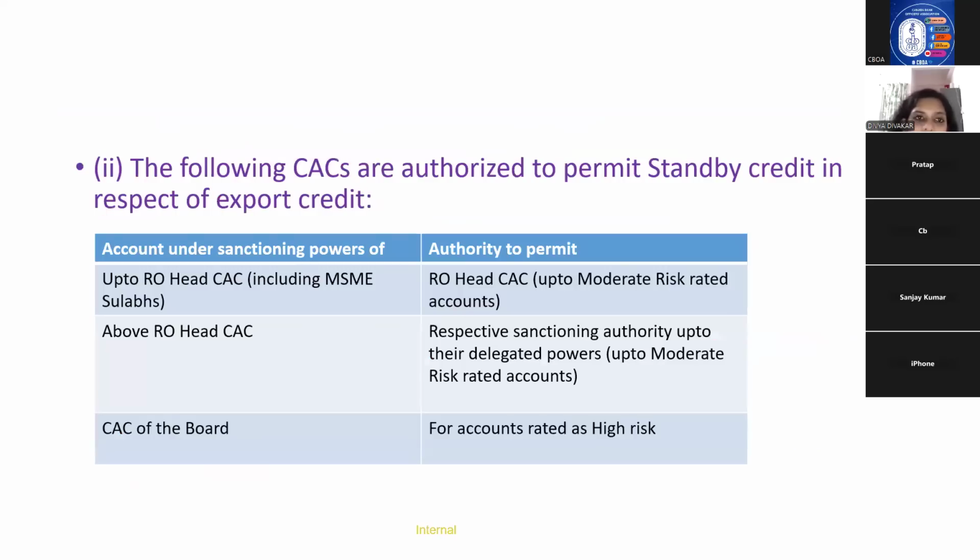So these are the credit appraisal committees that are authorized to permit standby credit in respect of export credit up to Arrowhead CACs, including MSME, Sulabs, Power and all. Arrowhead CAC is the authority if the accounts are up to moderate risk. Above Arrowhead CACs, the respective sanctioning authority up to their delegated power. Again, it has to be moderate risk rated. CAC of the board is for the high risk accounts.